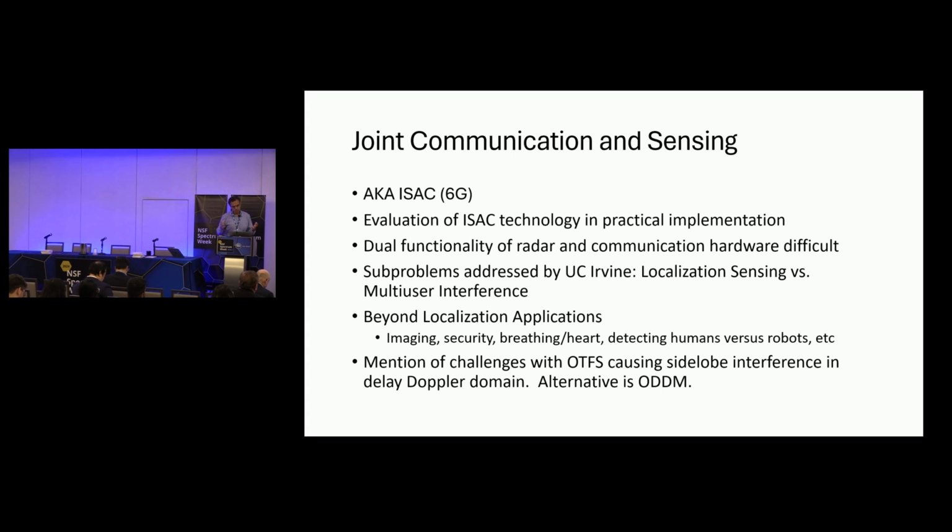And then we also heard that a lot of this joint communication and sensing comes down to localization for many applications. Can we do more than that, and can we see more research in that? Can we see more research on imaging, some security applications, seeing heart rates, people breathing, being able to tell human from non-human objects, detecting falls, all sorts of interesting potential applications that we'd like to see more research on.